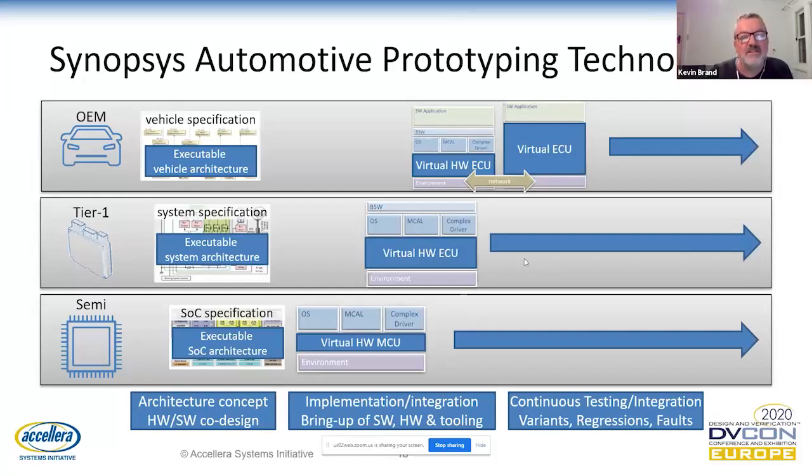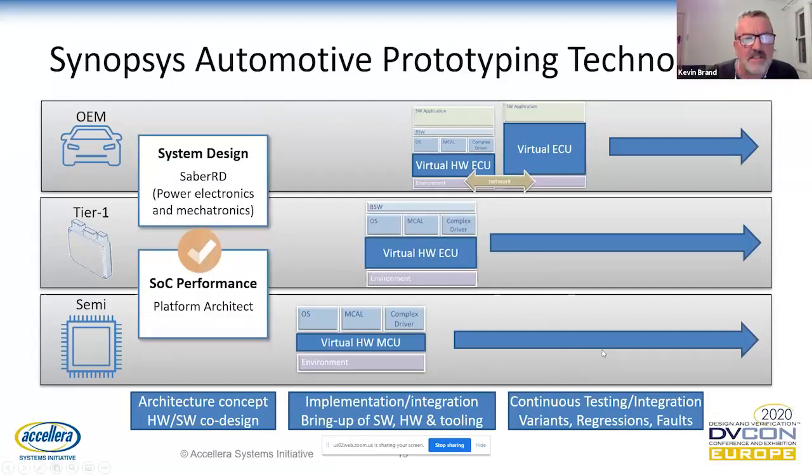The point here is really just to show the use cases at the different tiers, both pre and post silicon. With this, we can now show how the Synopsys virtual prototyping tools apply to that supply chain's simulation requirements. So next slide, please.